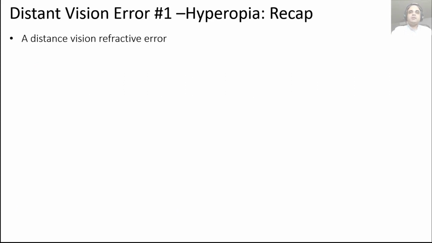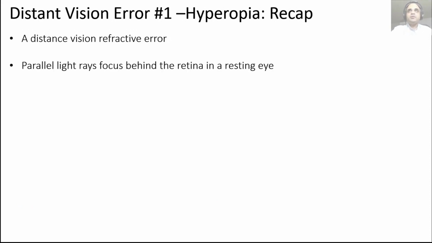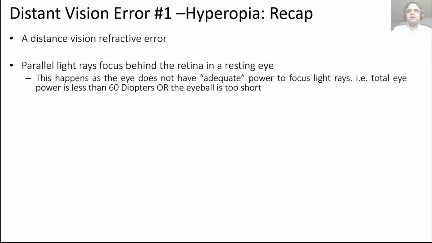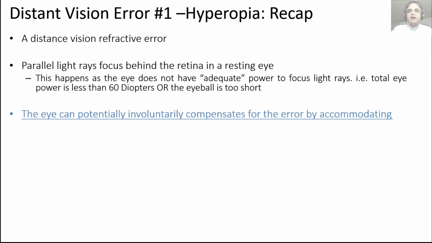So, hypermetropia recap: it's a refractive error. Parallel light rays focus behind the retina in a resting eye. Resting eye would mean non-accommodating eye. This happens because of the reasons that we have talked about: eyeball too short, too flat a cornea, too thin a lens. The eye can potentially and involuntarily compensate for this by accommodating.